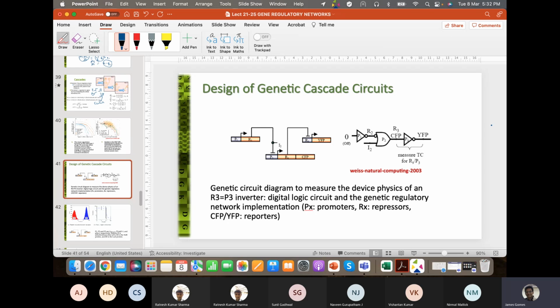How many of you have worked with breadboards? Yes, sir. Have you done breadboard circuit design? Yes, sir.